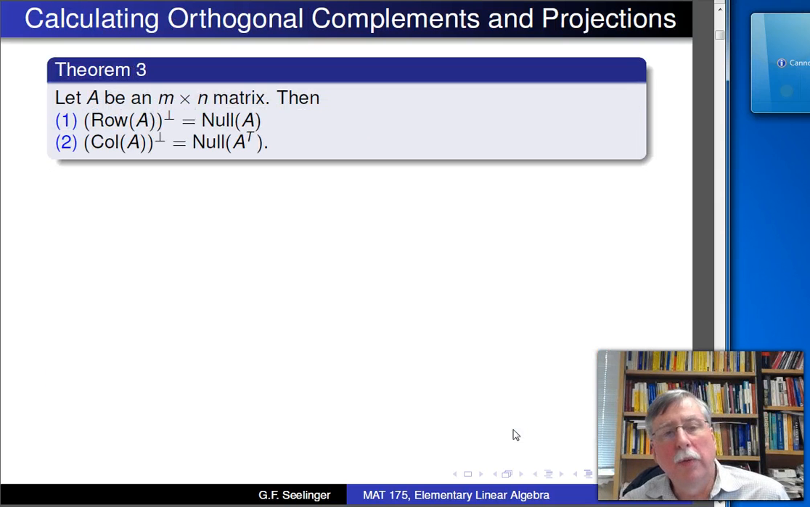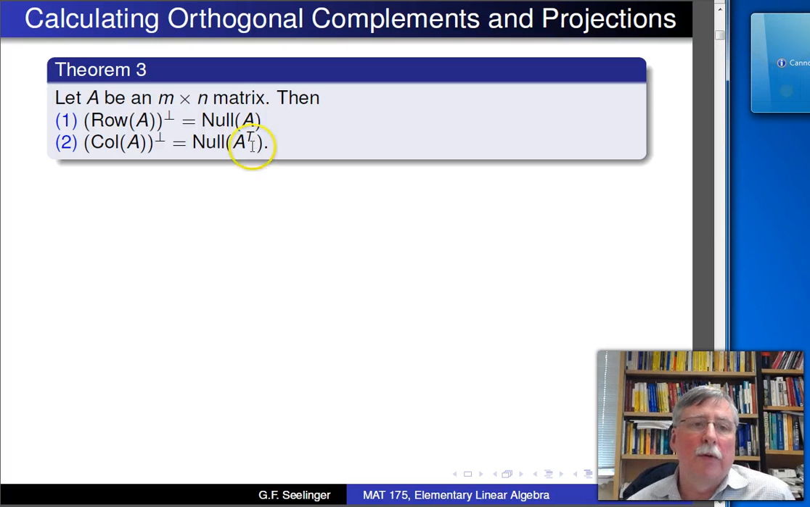The way we compute it is with a theorem we proved before the break. If I want the orthogonal complement of the row space of a matrix, that's the null space. And because transposes switch the roles of rows and columns, if I want the orthogonal complement of the column space, I take the null space of A transpose. We had proven that before the break.